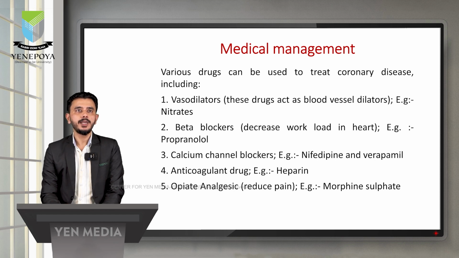For example, nitrates. Next, beta blockers decrease the workload in the heart, that is propranolol. Calcium channel blockers, example, nifedipine and verapamil. Anticoagulant, heparin. Opiate analgesics: at that time pain will be there, we have to reduce the pain by taking morphine sulfate.